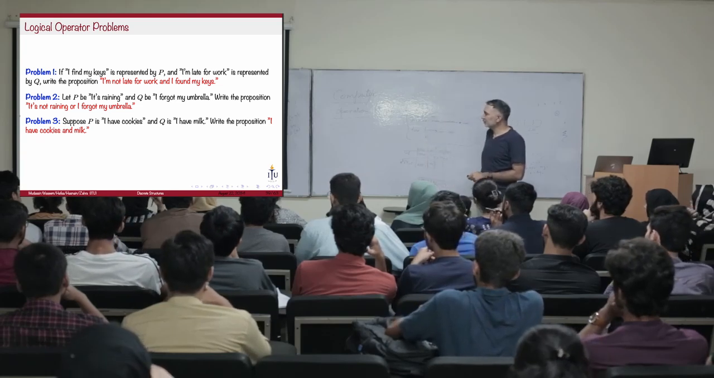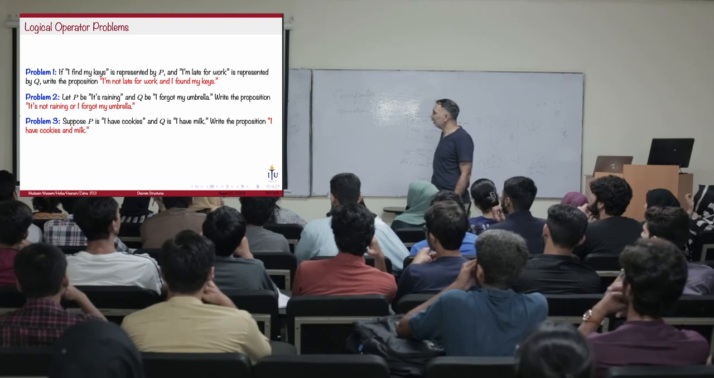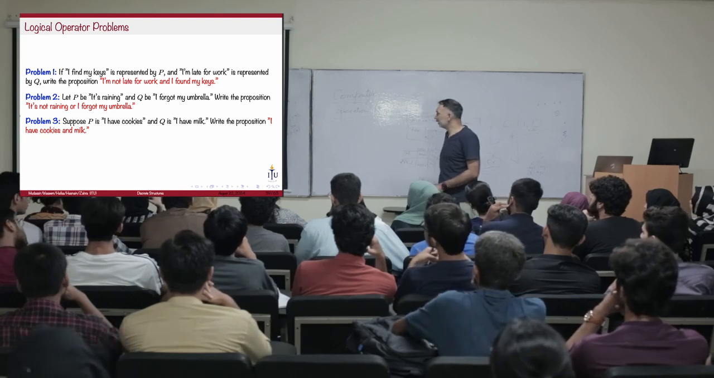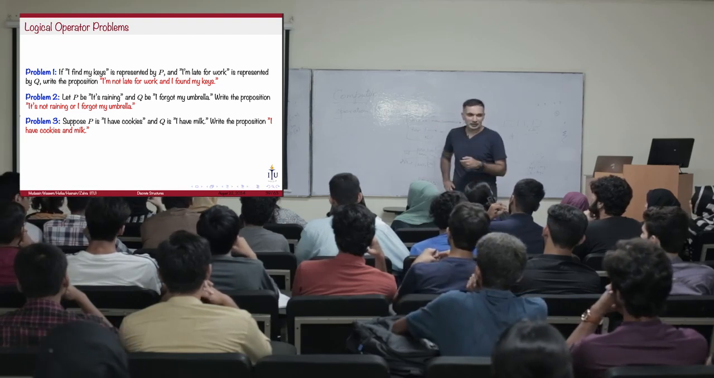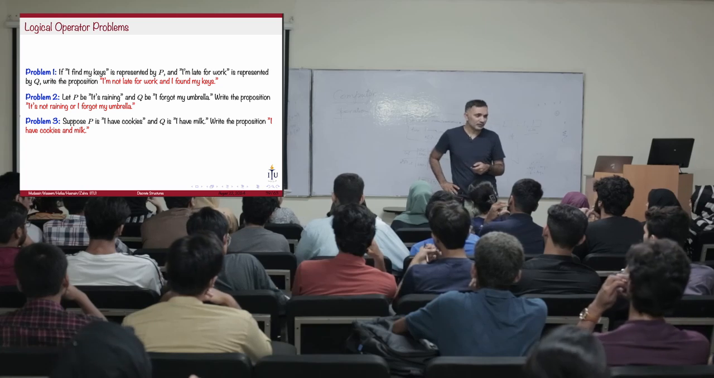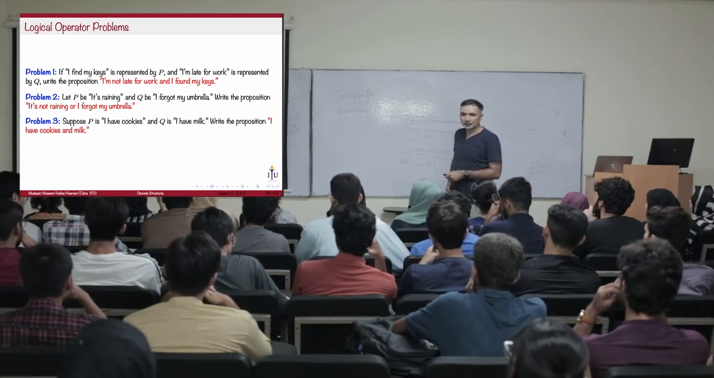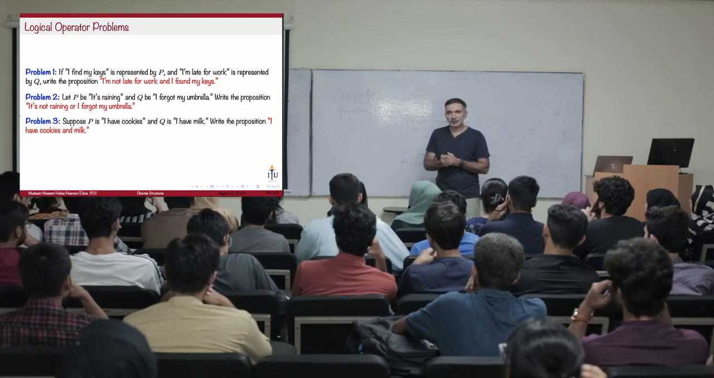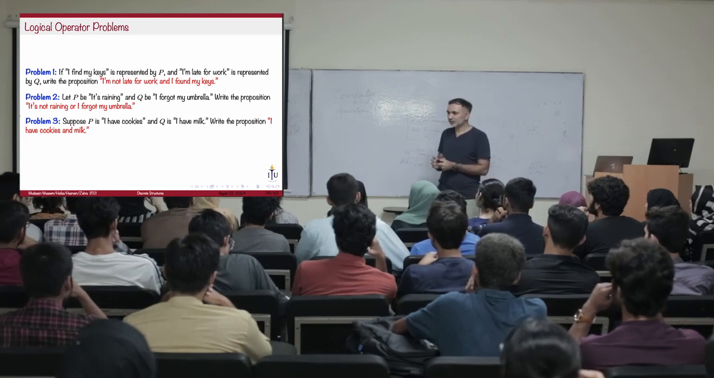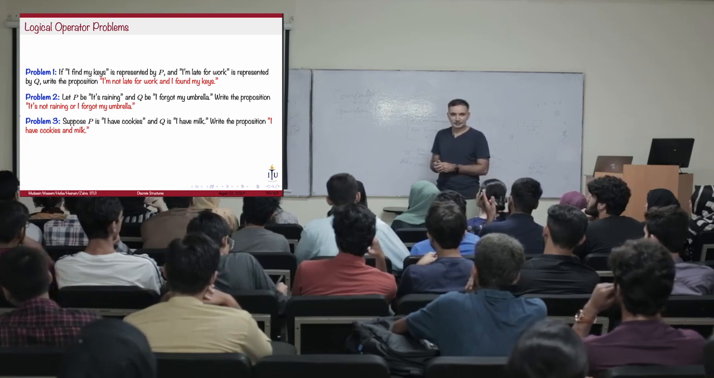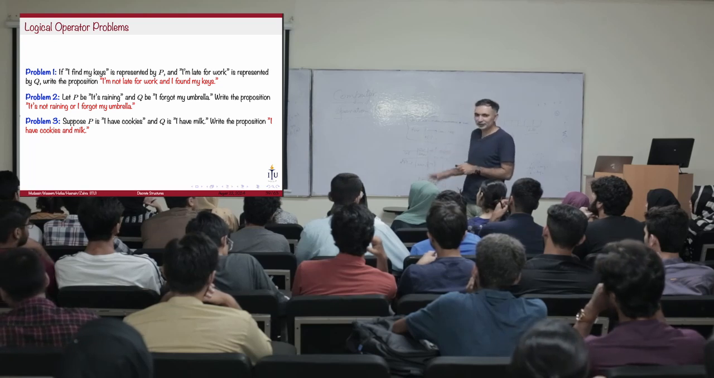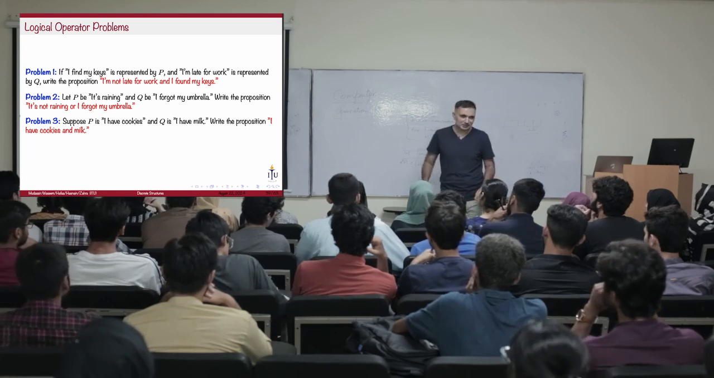Suppose P is I have cookies and Q is I have milk, and I want to write down I have cookies and milk. Absolutely. This is simple conjunction. I would just say P and Q. All right. I hope everyone is on board. If there are any complaints, now is the time to raise your hand. We didn't see an example of that. We'll see at some point. Okay.